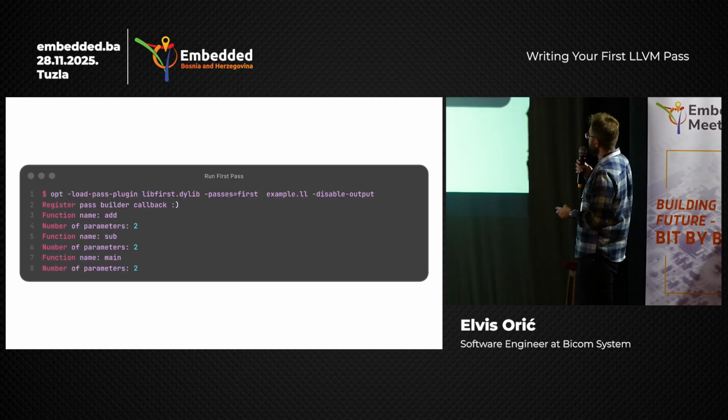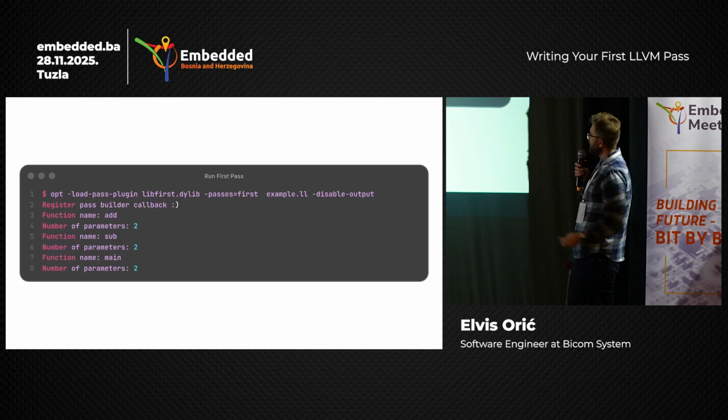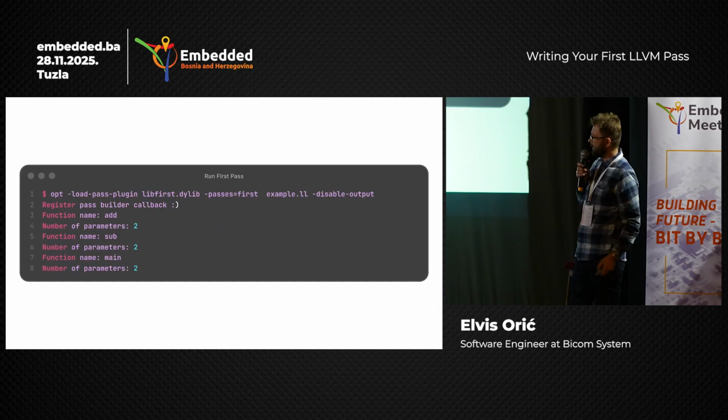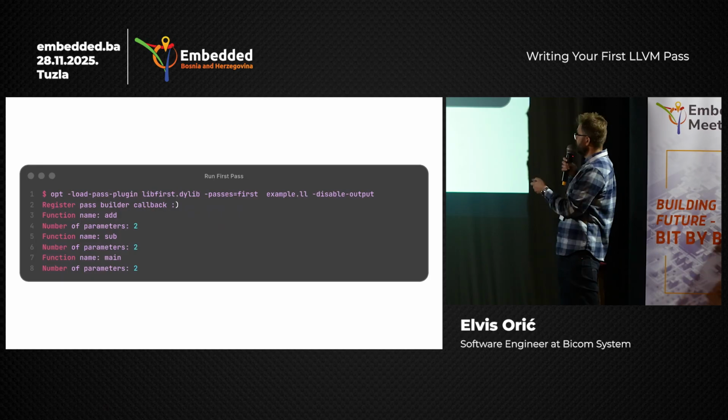Okay, so if we just run this, our example, if you remember, had add, sub functions, and main. All of those functions had two parameters, so here we actually have that. But if we compile this, at runtime it will be the same. We didn't transform anything, right?